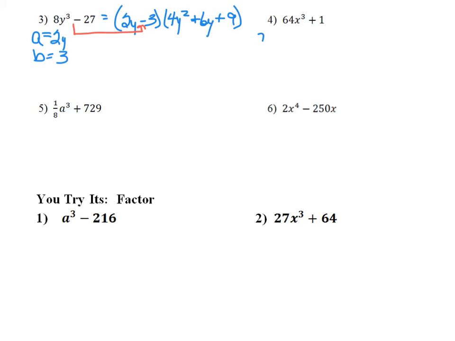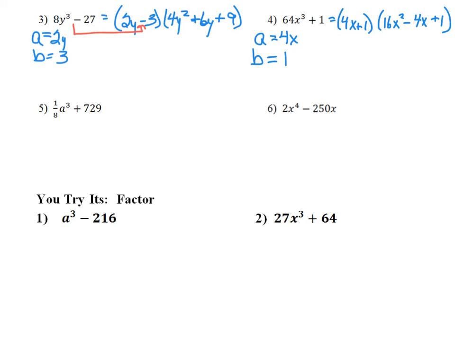So we're going to say a is equal to 4x because I'm cubing 4x to get 64x cubed. B is equal to 1. So my factors are going to be 4x plus 1 multiplied by the 4x gets squared, so that's 16x squared. Opposite sign, so minus. 4x times 1 is 4x, plus 1.